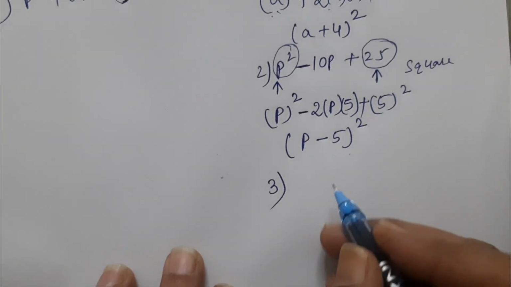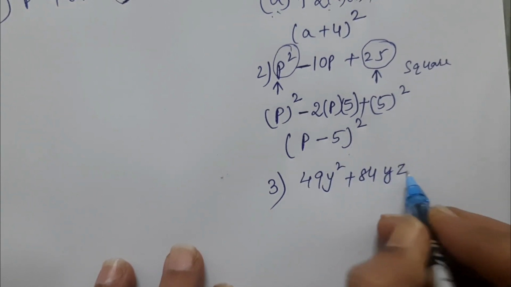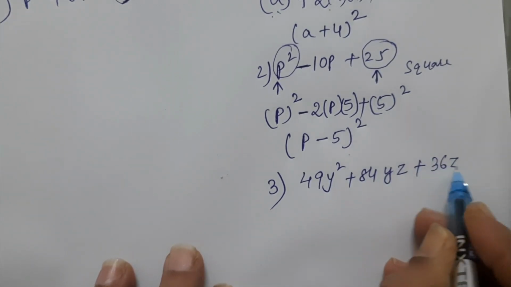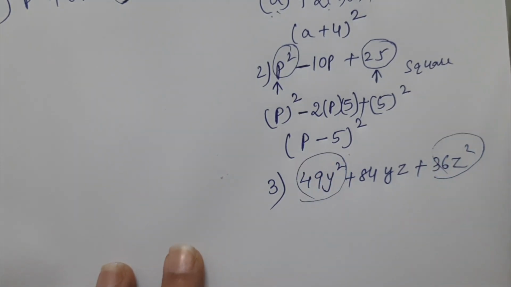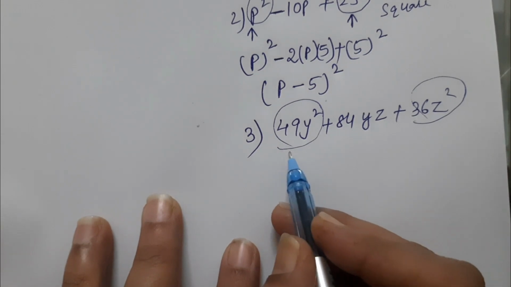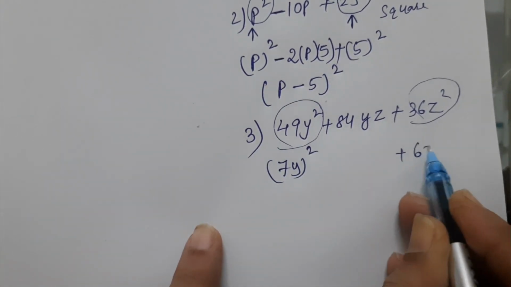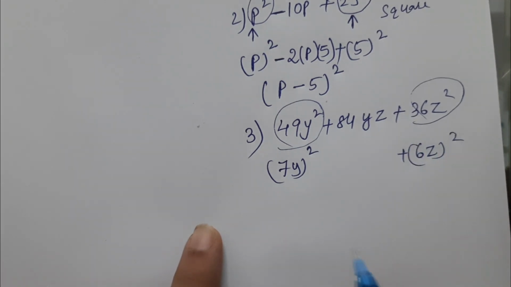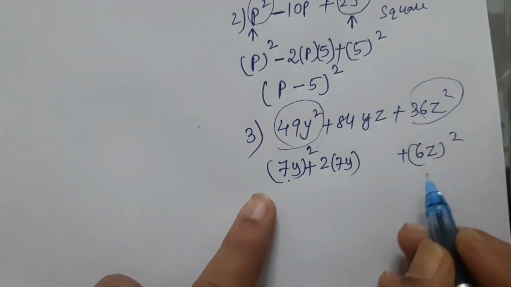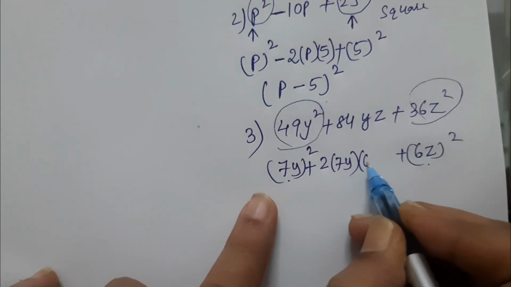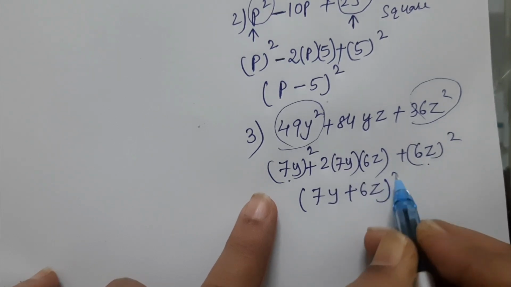Let's start with one more example. 49y square plus 84yz plus 36z square. Again we check whether the first and last terms are in square form or not. Here 49y square is the square of 7y, and 36z square is the square of 6z. Now again we write them with 2, this we consider A and the second term as B, 2AB. Thus the final answer is (A plus B) whole square.